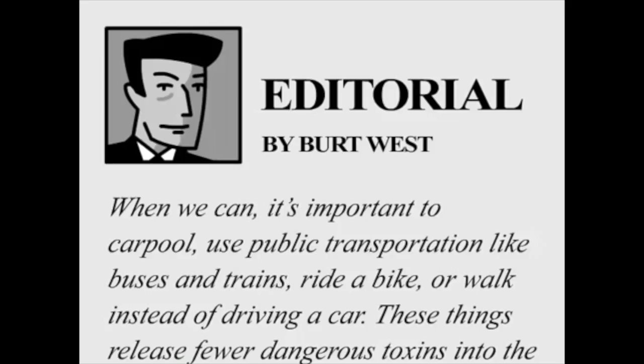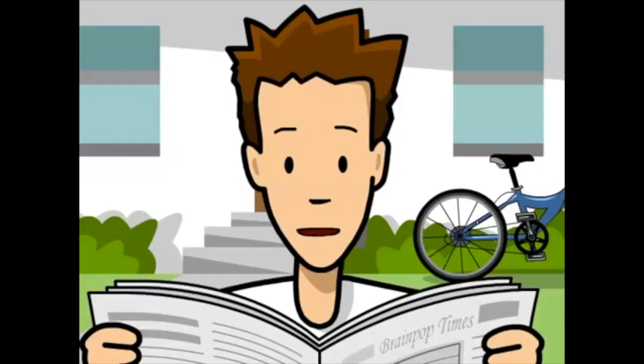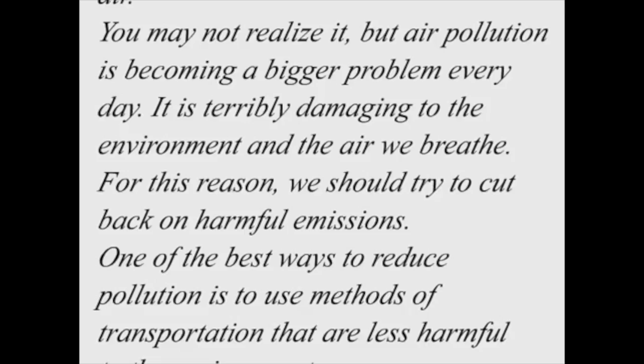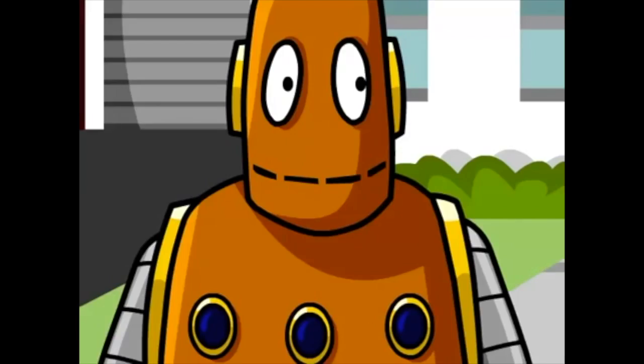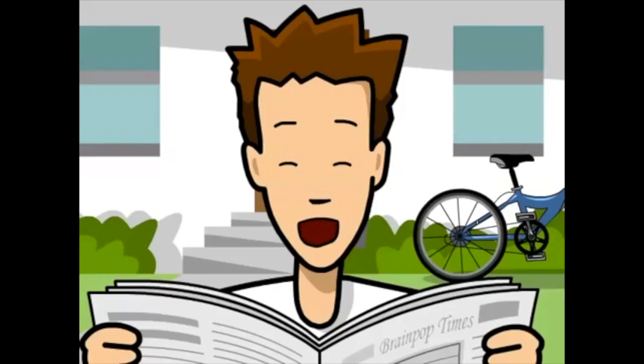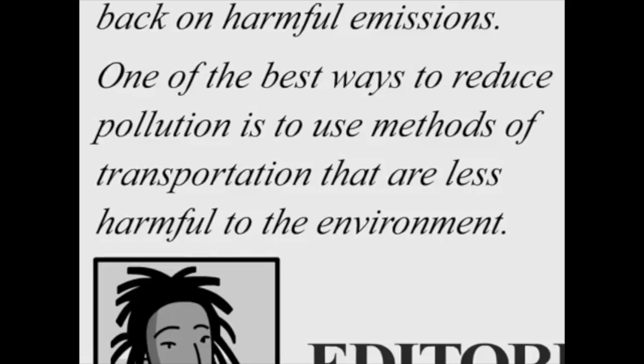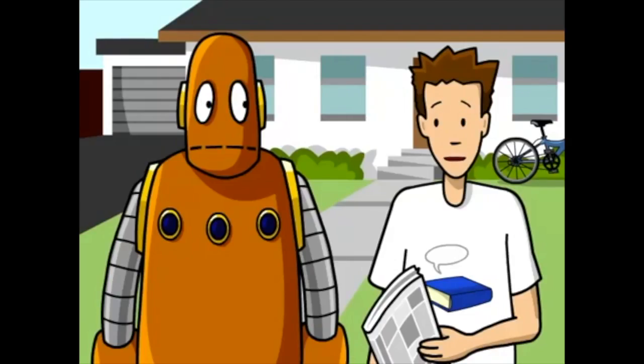When we can, it's important to carpool, use public transportation like buses and trains, ride a bike, or walk instead of driving a car. These things release fewer dangerous toxins into the air. You may not realize it, but air pollution is becoming a bigger problem every day. It is terribly damaging to the environment and the air we breathe. For this reason, we should try to cut back on harmful emissions. One of the best ways to reduce pollution is to use methods of transportation that are less harmful to the environment. So what would you say are the topic and main idea in this passage?